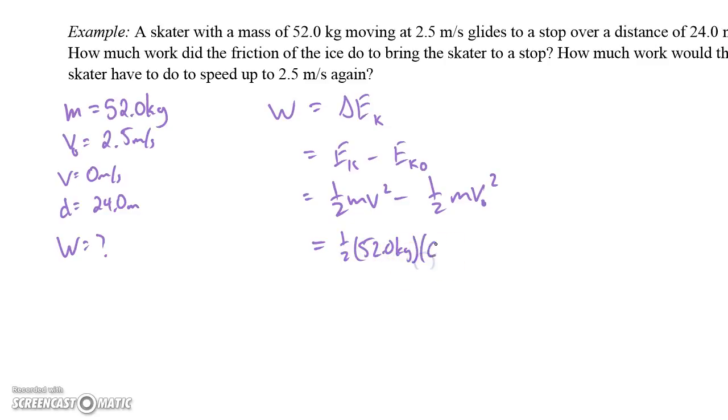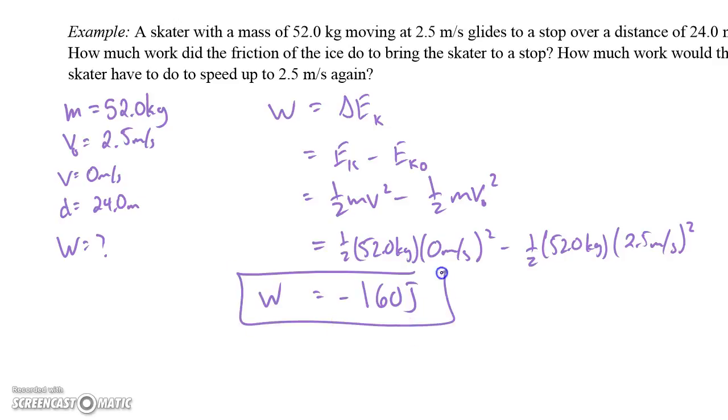1/2 times 52.0 kilograms times 0 meters per second squared minus 1/2 times 52.0 kilograms times 2.5 meters per second squared. Number one thing that everybody's going to forget to do is square it in your calculations, and you get a final answer of negative 160 joules. So there you go. It's as simple as that. You've calculated the work done by friction. We would expect it to be negative because it's in the opposite direction to the direction we're going. So that's good. So everything works out.